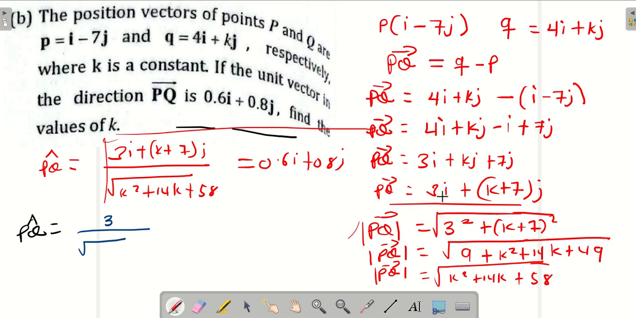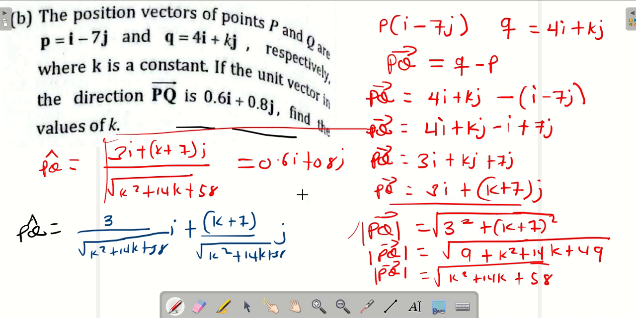Let me even check something. Okay, so k squared plus 14k plus 58, all i, is that right? Then plus (k plus 7) over the same thing, which is the root of k squared plus 14k plus 58, all j. And this should be equal to 0.6i plus 0.8j. Are we okay? So since we have divided them into components, we can equate this one to this, then we also equate this one to this. Is that right?